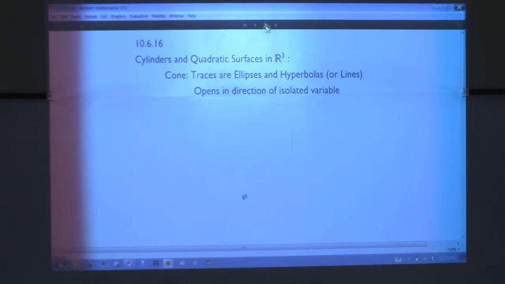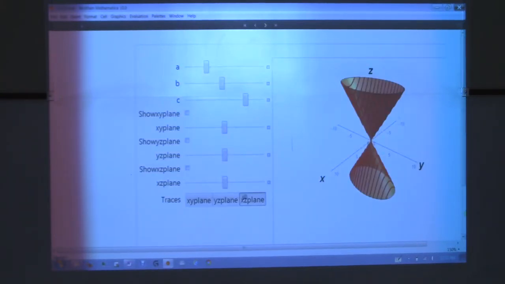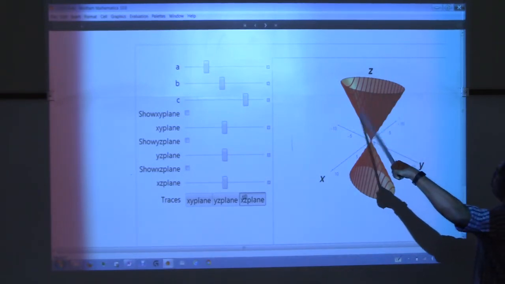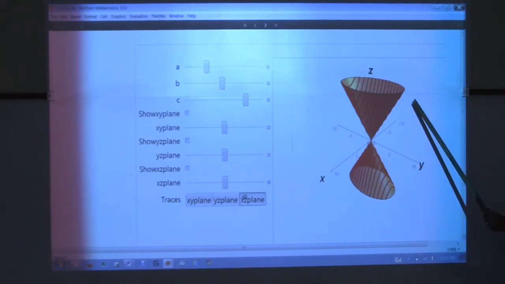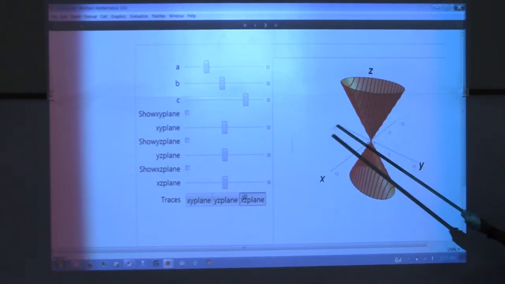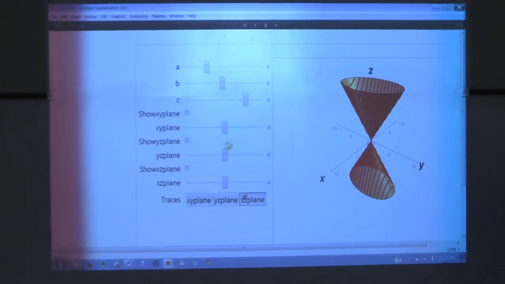All right, a cone. Traces are ellipses and hyperbolas. There's your cone. You cut it this way, you're going to get ellipses, or hyperbolas, sorry. And if we cut it this way, we're going to get ellipses. Hyperbolas and ellipses.